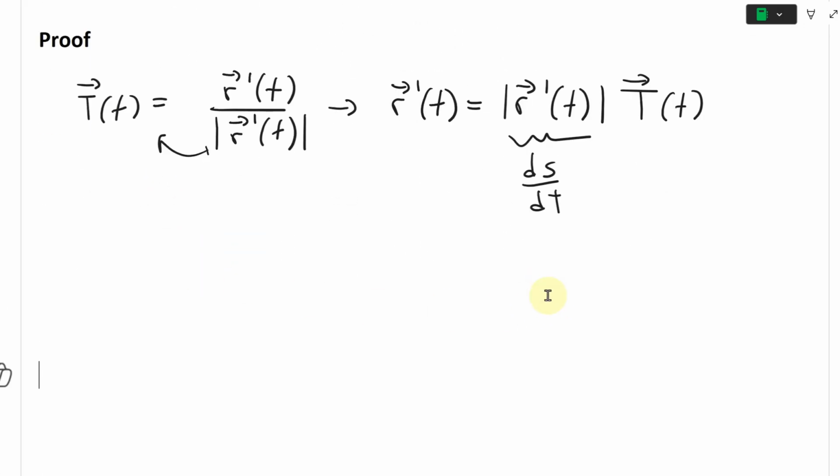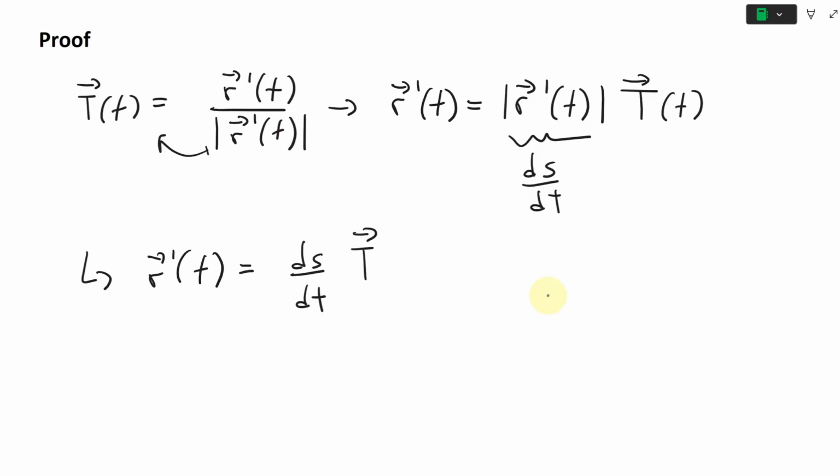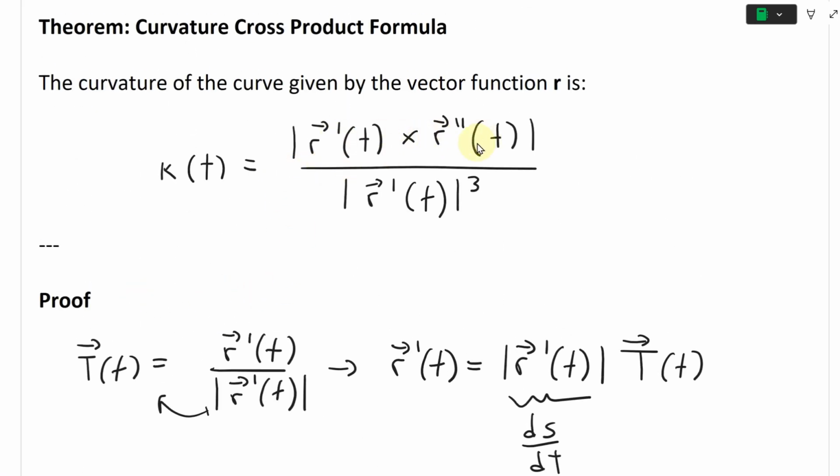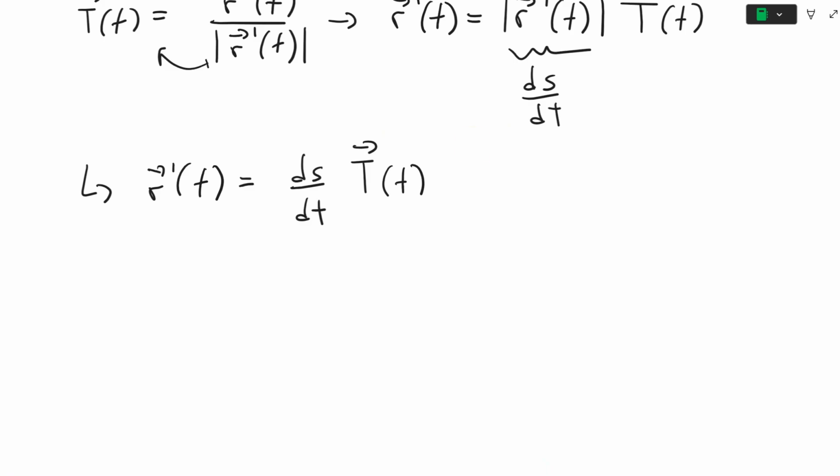Anyways, so r prime of t is equal to ds over dt multiplied by the unit tangent vector function. The reason we're writing this is that we're going to take the second derivative, and we'll use the product rule. So r double prime of t is equal to, first, the derivative of ds over dt.